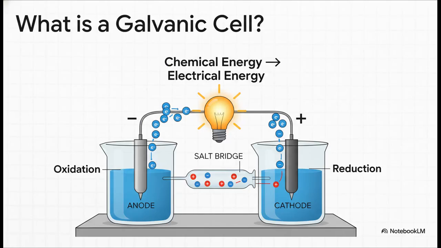So what is a galvanic cell? It's basically a device that takes a chemical reaction that wants to happen anyway, a spontaneous reaction, and it captures the energy. It forces the electrons to travel through an external wire, and boom, you've got electricity.